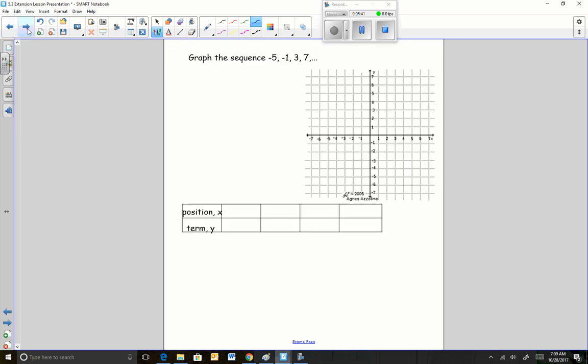All right. Let's have you try this. Graph the sequence -5, -1, 3, 7. Now remember, always put the position number right here. So if this is the first term, 1 goes there. Second term, x value is 2. Third term, x value is 3. And the fourth term, x value is 4. Pause your video, give it a try.